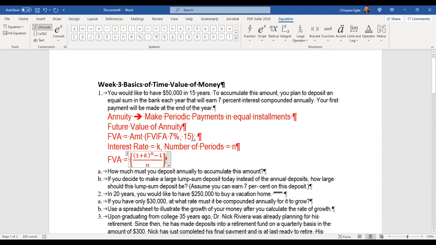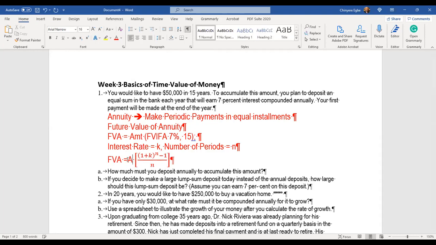And of course, you multiply that by the annual amount, which I'm going to call A. Here, K is 7%, which is 0.07. So in this particular problem, K is equal to 7% or 0.07, and N, the number of periods, is 15. So we can easily take this.